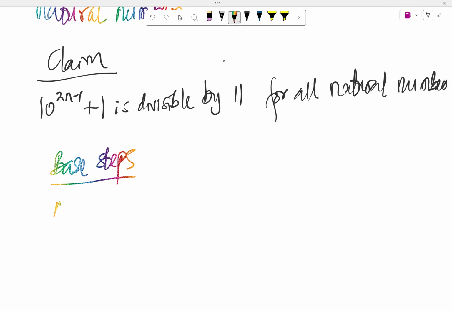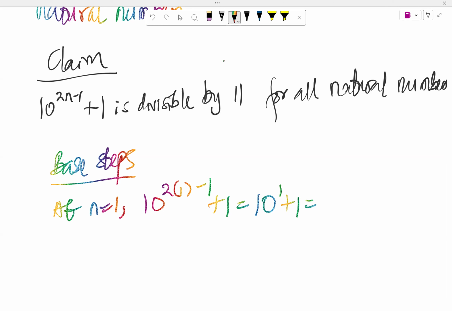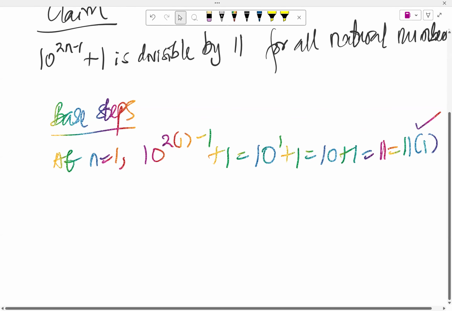So here at n equals 1, we have 10 raised to power 2 times 1 minus 1, plus 1. That is 10 raised to power 1 plus 1, that is 10 plus 1, and that is 11. And 11 is 11 multiplied by 1. So that works. So we go again at n equals 2, which is not necessary, like I always say, but I just like to do that.